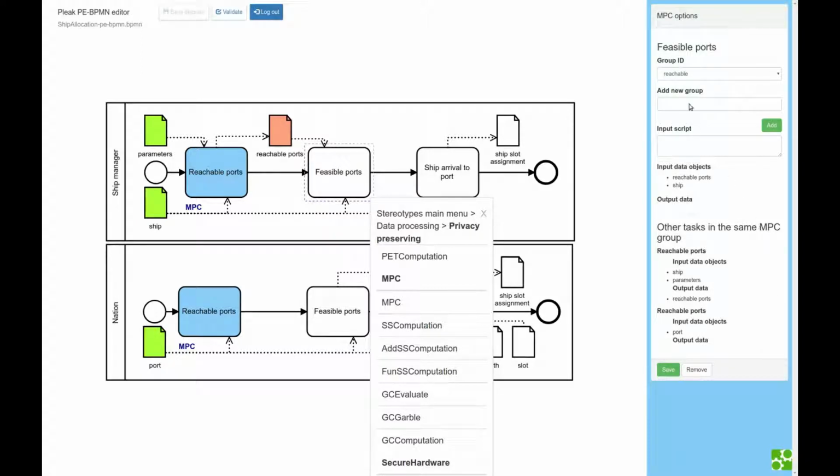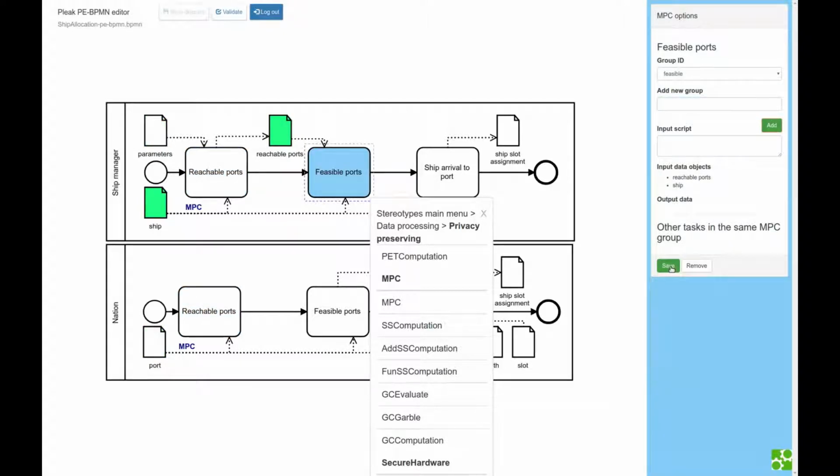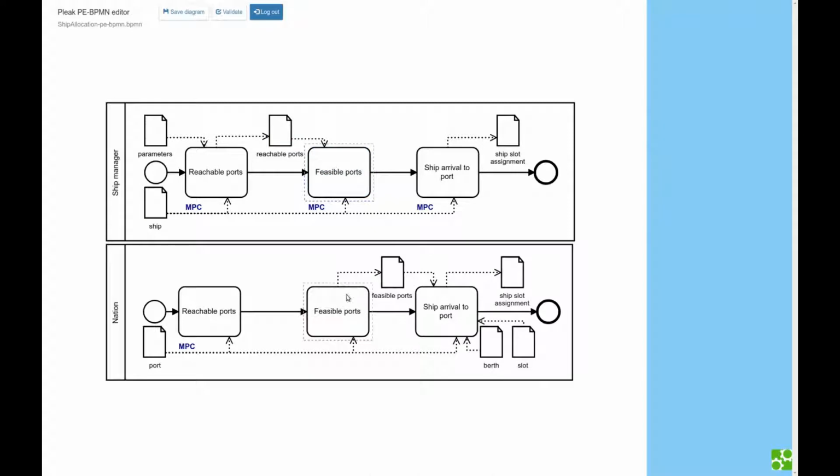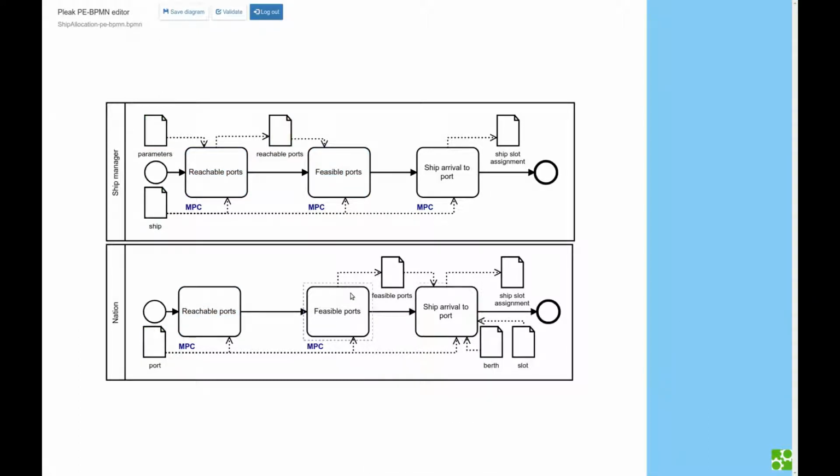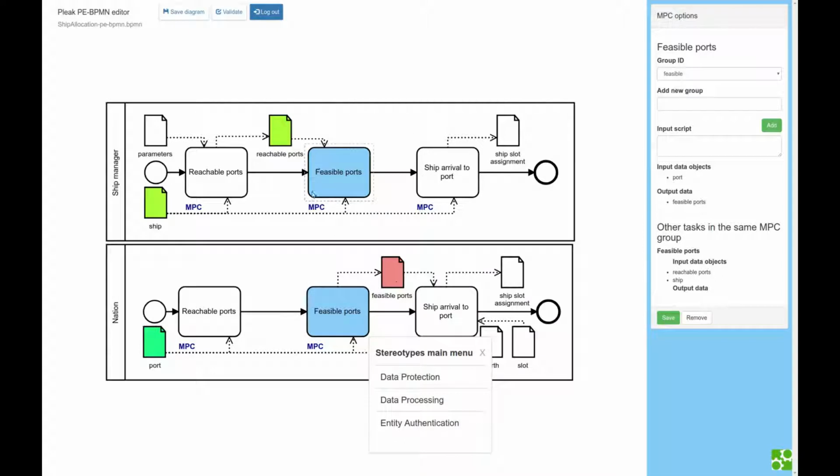Secure multi-party computation methods allow participants to collaboratively compute on their data while only revealing the computation output. For our scenario, tasks with the MPC stereotype are grouped based on which tasks correspond to a joint computation. The editor highlights the selected model element and other objects on the model related to the chosen stereotype, for example, other group members for MPC.